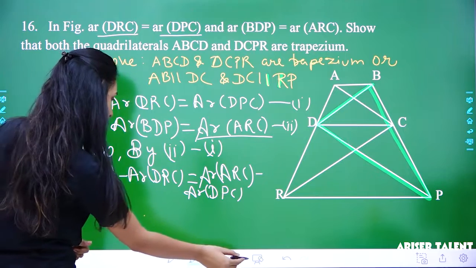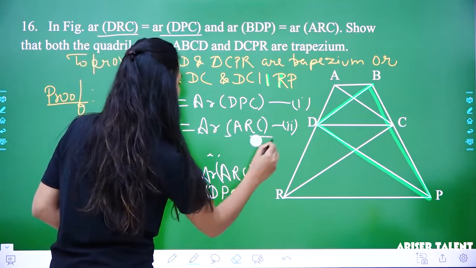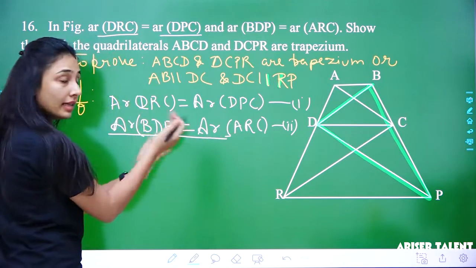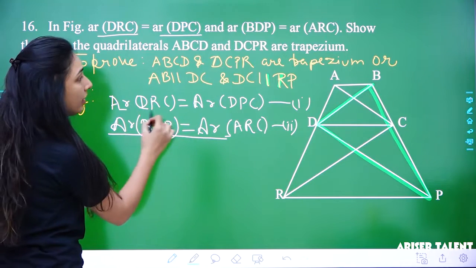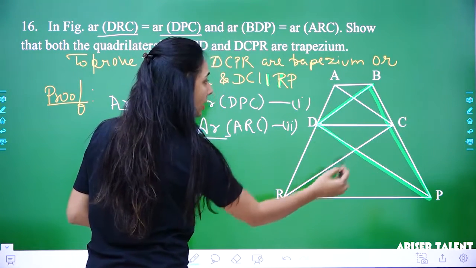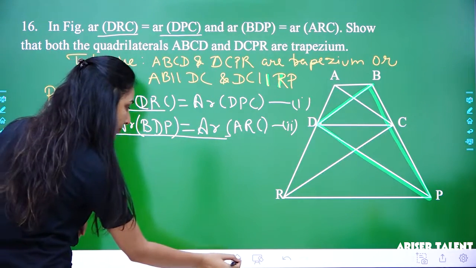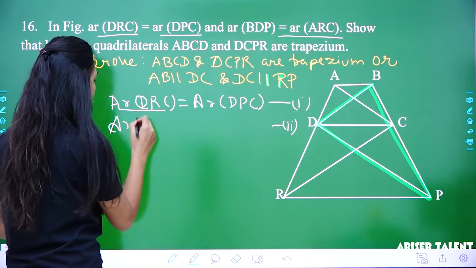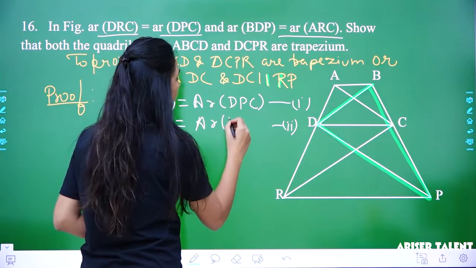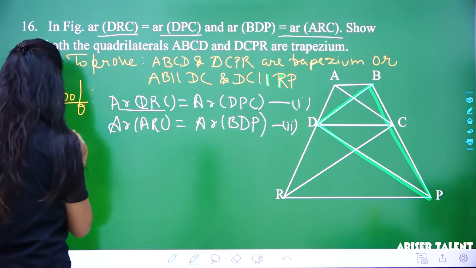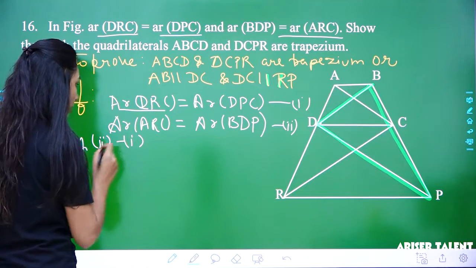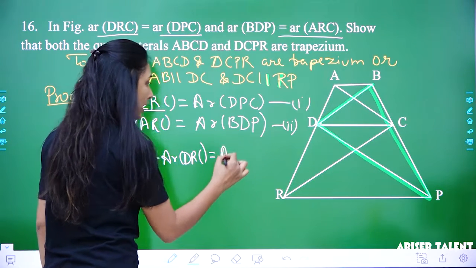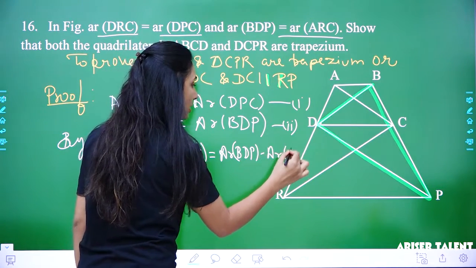Okay, so we are going to flip it, because this is not solving our purpose. We can just have this equation flipped, like area ARC equals area BDP, so in the second one we are just going to have area ARC. Now by second minus 1 we are going to have area ARC minus area DRC equal to area BDP minus area DPC.